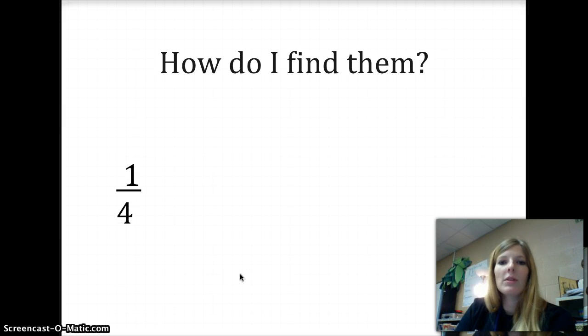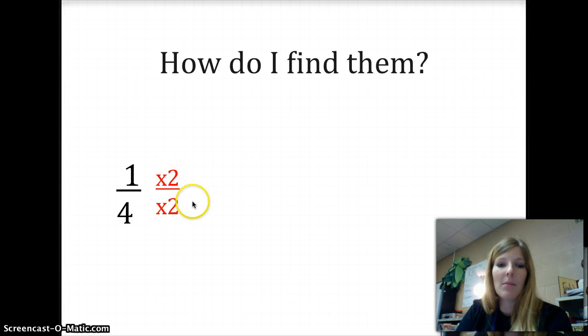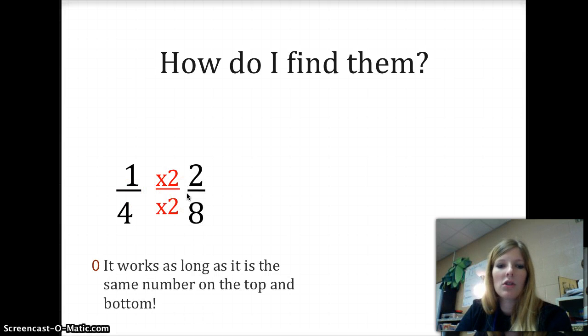Okay, and we'll try it one more time with 1/4. I picked times 2 this time, but you could do times 3, times 4, times 5, as long as the numerator and the denominator are the same. If you're multiplying them by the same number, it works. 1 times 2 equals 2, and 4 times 2 equals 8. So 2/8 is the same as 1/4.